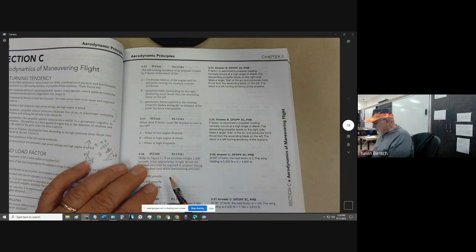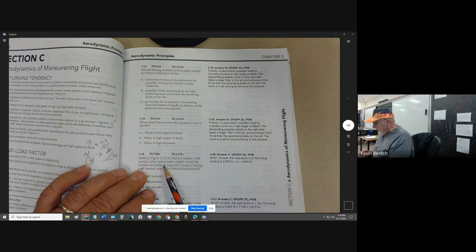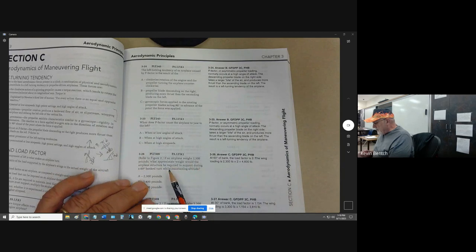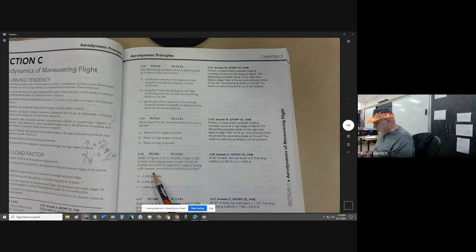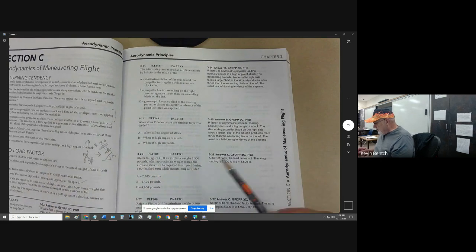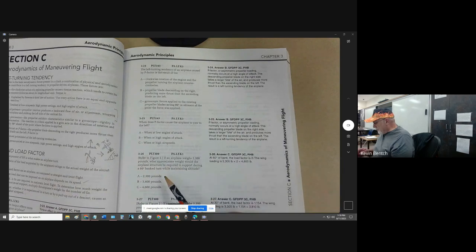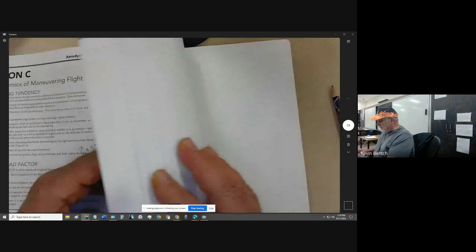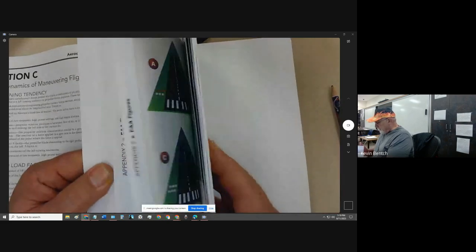Number 3-26, refer to figure 2. If an airplane weighs 2,300 pounds, what approximate weight would the airplane structure be required to support during a 60-degree bank turn? Well, I already told us 60 degrees is 2 Gs. So we can look at figure 2, but that's just what it's going to tell us. At 60 degrees of bank, the load factor is 2. The wing loading is 2,300 pounds times 2, 4,600 pounds. We can look at figure 2 and see what that looks like.